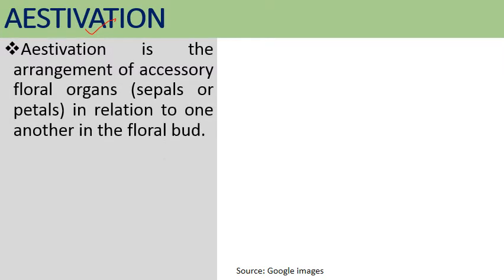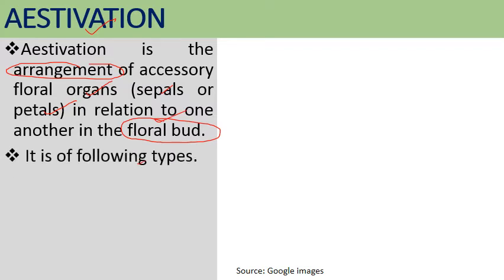Next important term is estivation. Estivation is the arrangement of accessory floral parts like sepals and petals in relation to one another in the floral bud. जो floral bud है उसमें sepals और petals की कैसी arrangement है उसके लिए हम use करते हैं term estivation. So estivation is the arrangement of accessory floral organs, जिसमें आते हैं हमारे पास sepals और petals in relation to one another in the floral bud, and we use the term estivation for this arrangement.